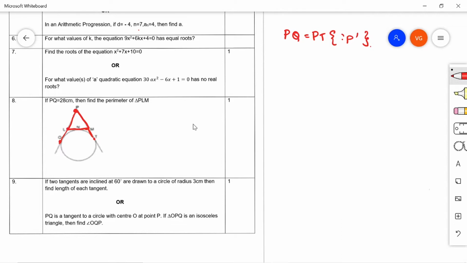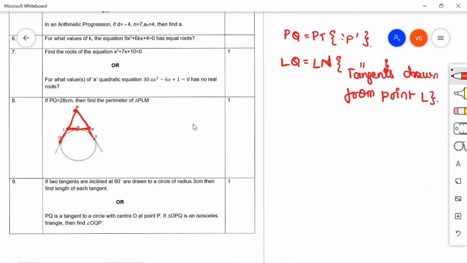Similarly, consider these two points L and M. From L, you can take LQ and LN as the two tangents. Again, LQ is equal to LN. So again, you can write the same theorem: tangents drawn from point L are equal. Then, similarly, if you consider point M, MN and MT are the two tangents. So MN is equal to MT, I can write.